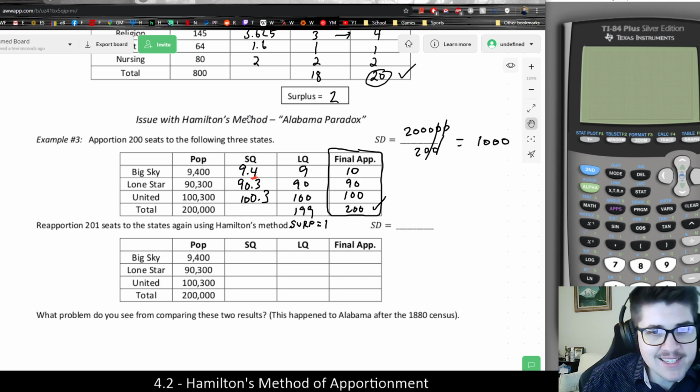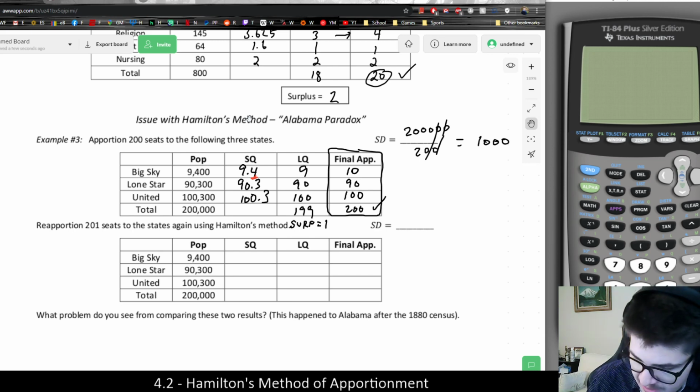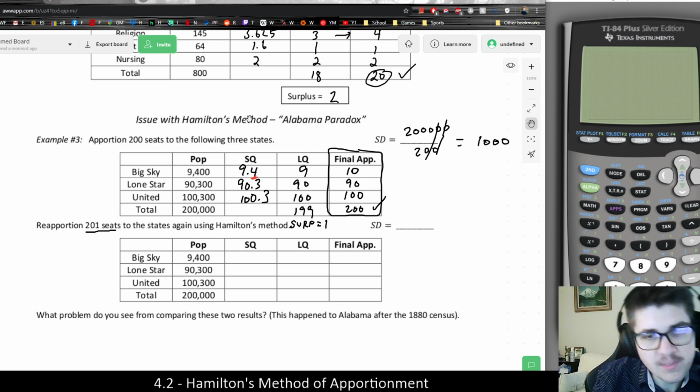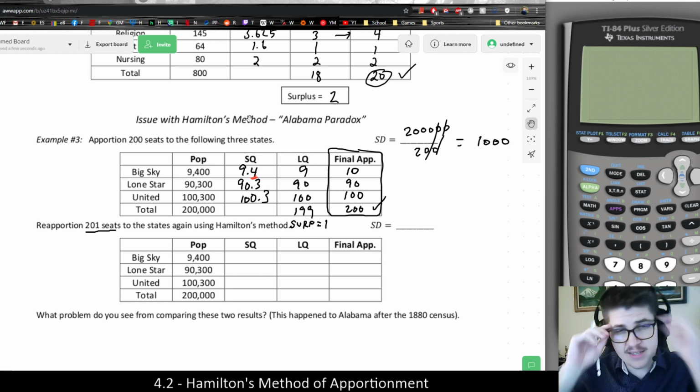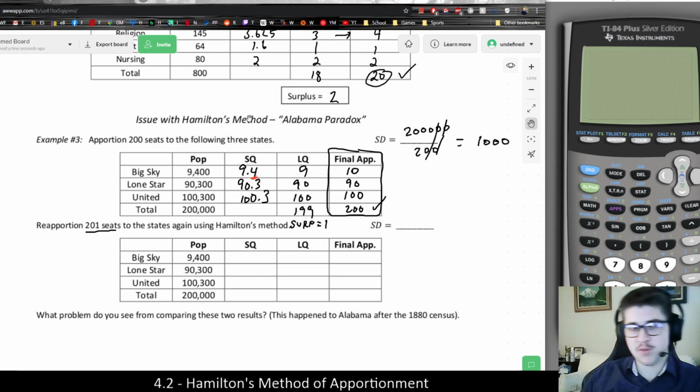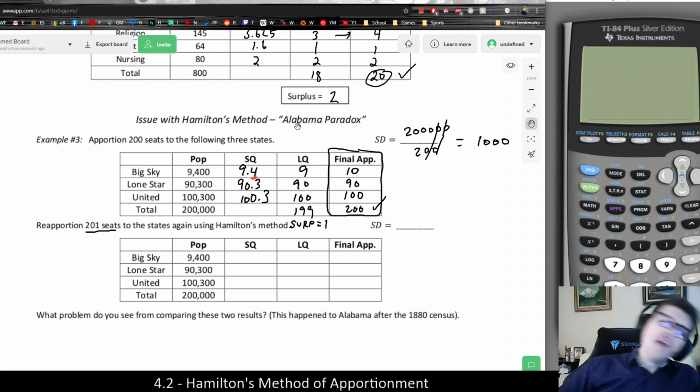Okay, so what is the issue? Well, in that case, there is no issue, but let's see what happens if we actually increase the number of seats to 201. So let's say in this exact same situation, they wanted to use 201 representatives instead of 200. It's not a big difference, and a lot of times the number of representatives might change for various reasons in the Constitution or whatever else.